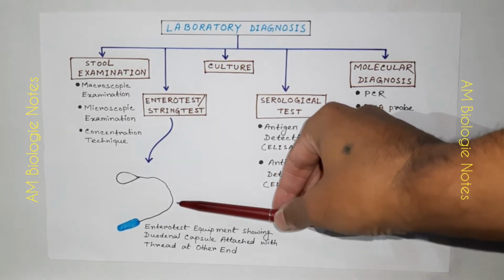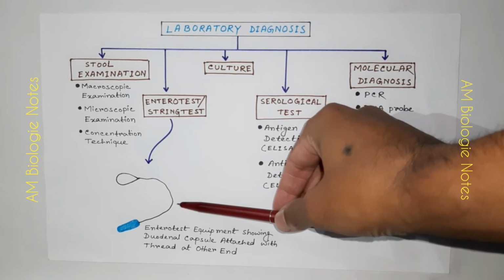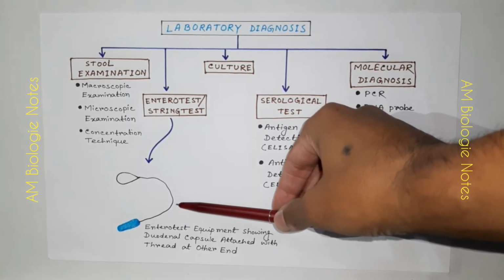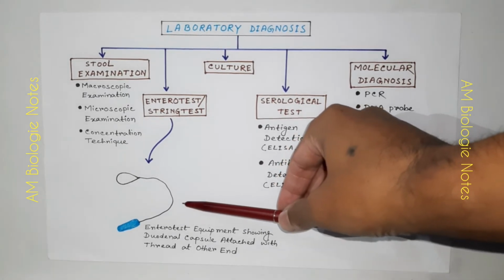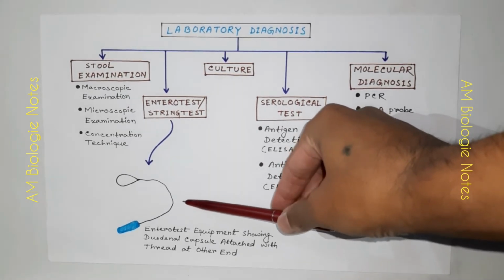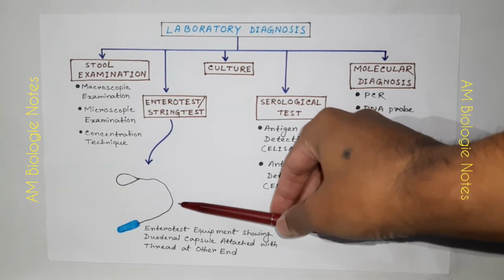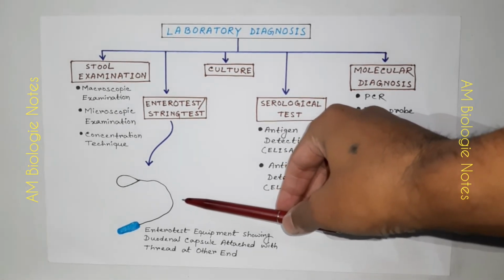The thread is then placed in saline and is mechanically shaken. The trophozoites get released into the saline water. The saline water is then centrifuged to separate the Giardia trophozoites and examined microscopically.